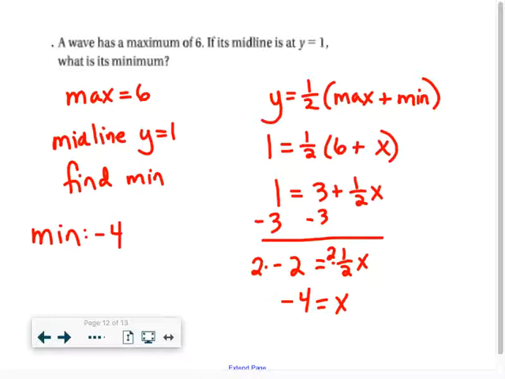So again, what I did is I reread the problem and I asked myself, what do I know? I know the maximum is 6. I know the midline is y equals 1. Well, I know something about the formula for a midline: y equals 1/2 maximum plus minimum. I plugged in y equals 1 and the maximum is 6, and then the only thing missing was the minimum. So I was able to do that.